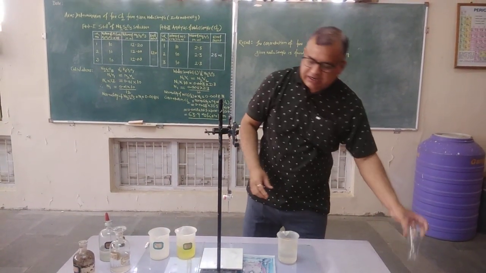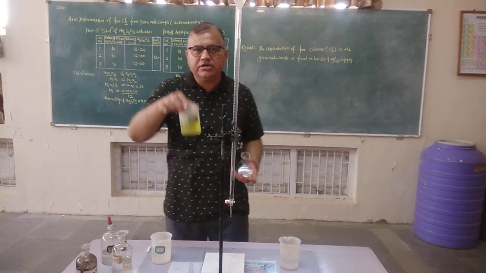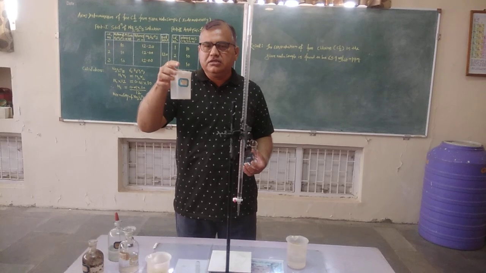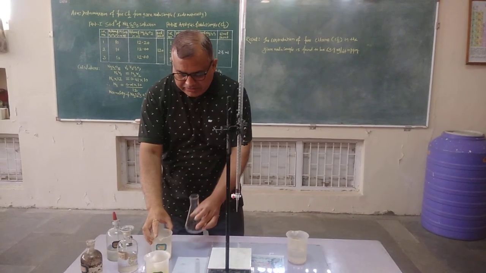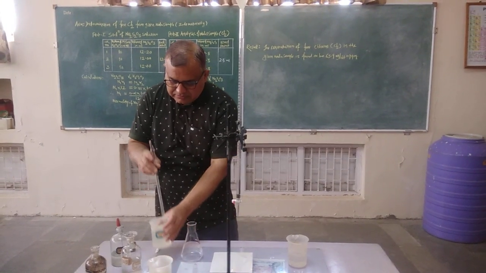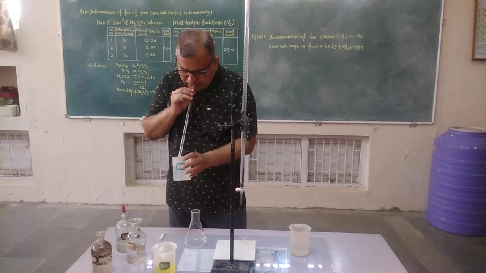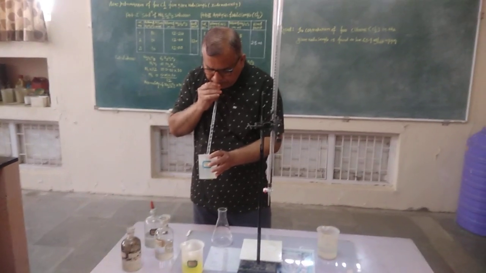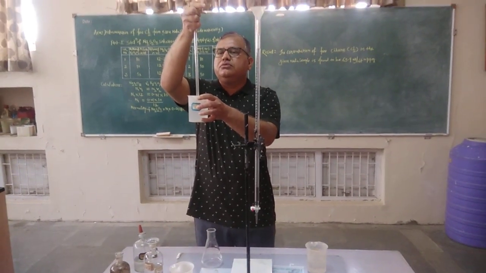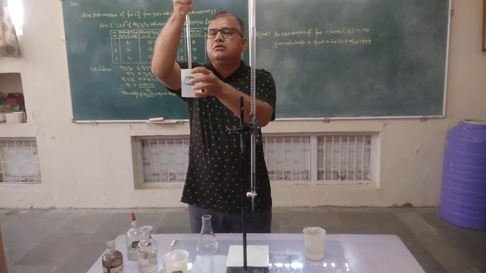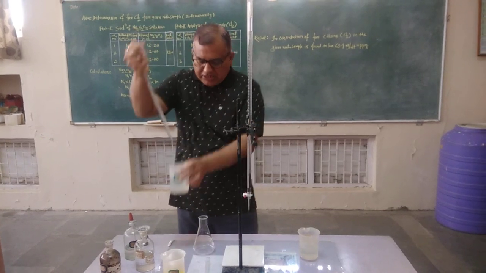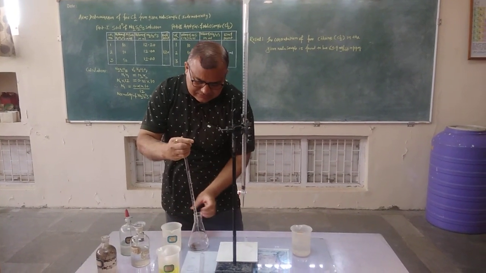See, in the second part, instead of K2Cr2O7 now you take the water sample. What is the procedure? You take water sample, again 10 ml, with the help of this pipette. You take 10 ml of water sample, again adjust to 0, and transfer it to the conical flask.